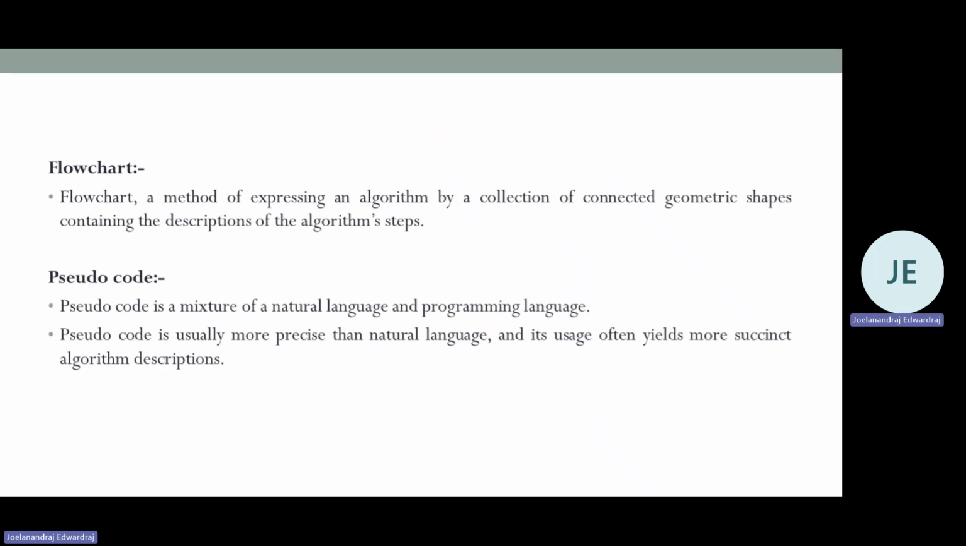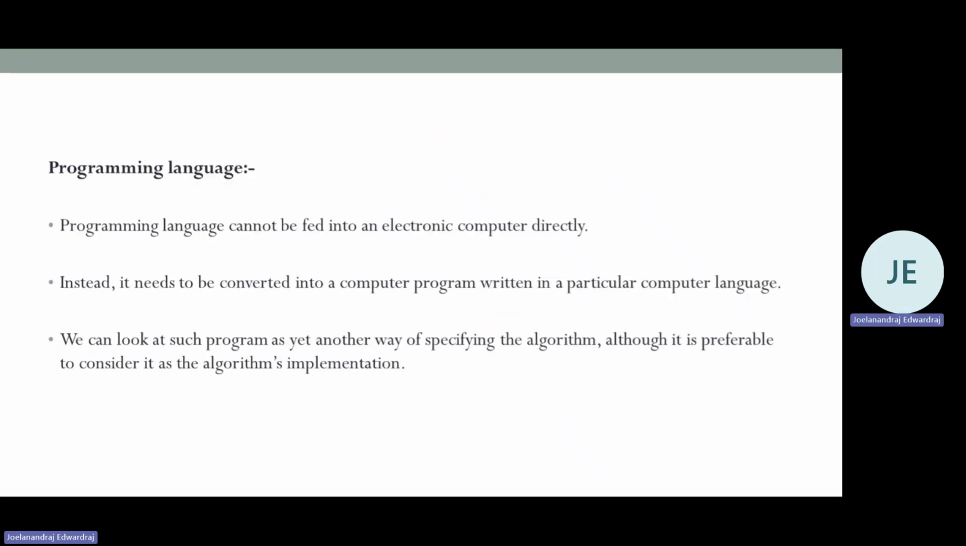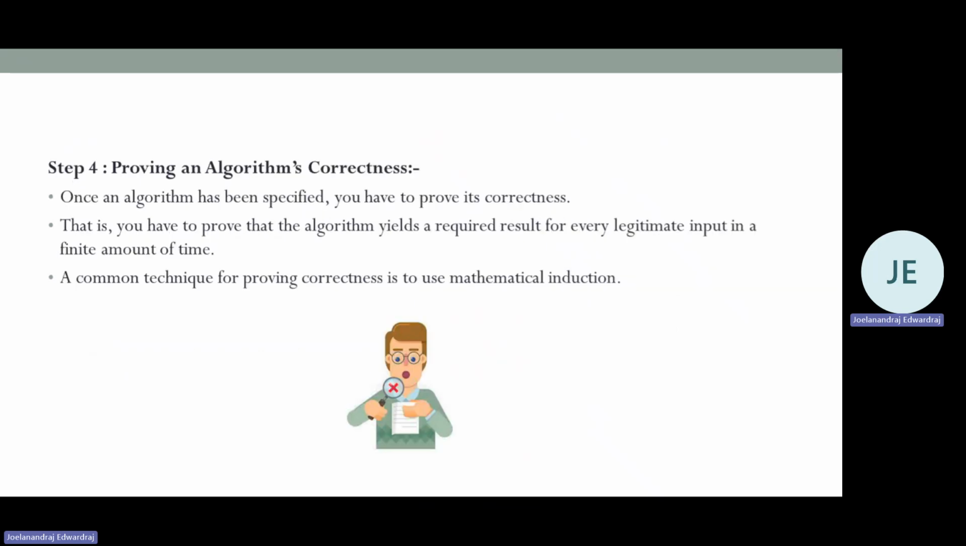I don't have to introduce this again, right? So flowchart, pseudocode, programming language. We have seen all this in separate lectures, right? So we can move on to step 4, proving an algorithm's correctness. Once you have an algorithm, and we have methods to specify the algorithm, the next thing is you have to prove the algorithm's correctness.